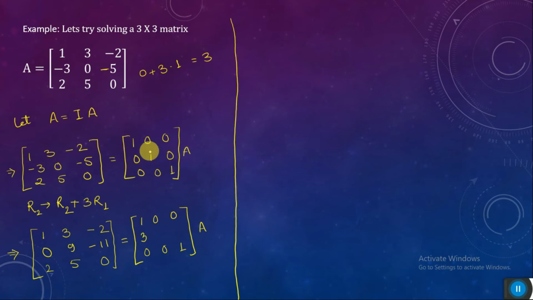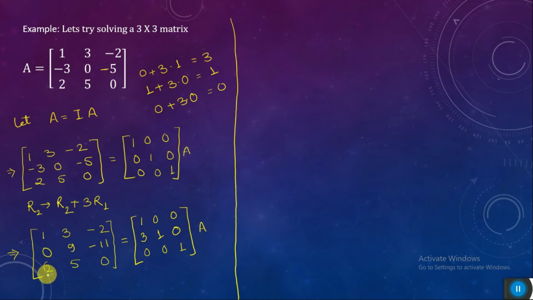Next one is 1. Row 2 element is 1 plus 3 times 0. So this will give me 1. So this is your 1. Again, in the third element, 0 plus 3 times row 1, that is 0. So this will give me 0. So this is 0. Okay.